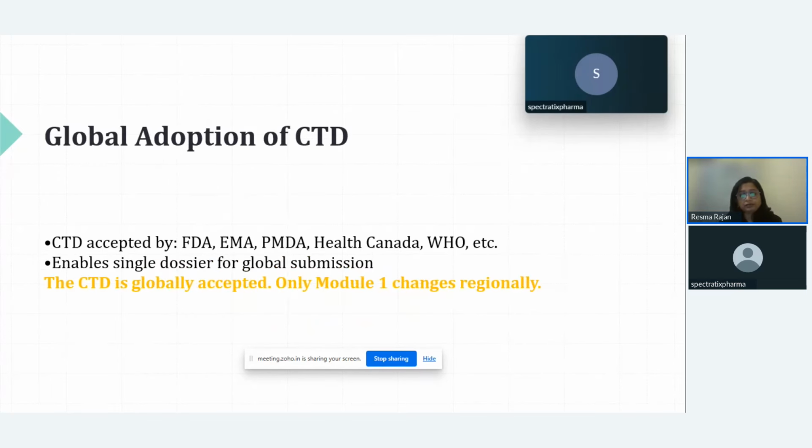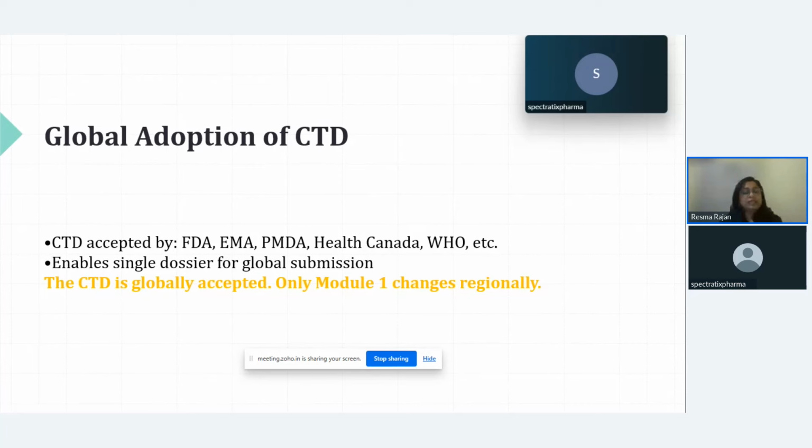CTD is accepted by, as I told you, US FDA, EU EMA, PMDA Japan, Health Canada, WHO. These regulatory agencies prefer the CTD format as per ICH M4, Q, E, S. Based on these guidelines, they need documents. So with this, you will give a single dossier for whichever country around the globe you are submitting. Yes, 95% of the time, your single dossier will go.